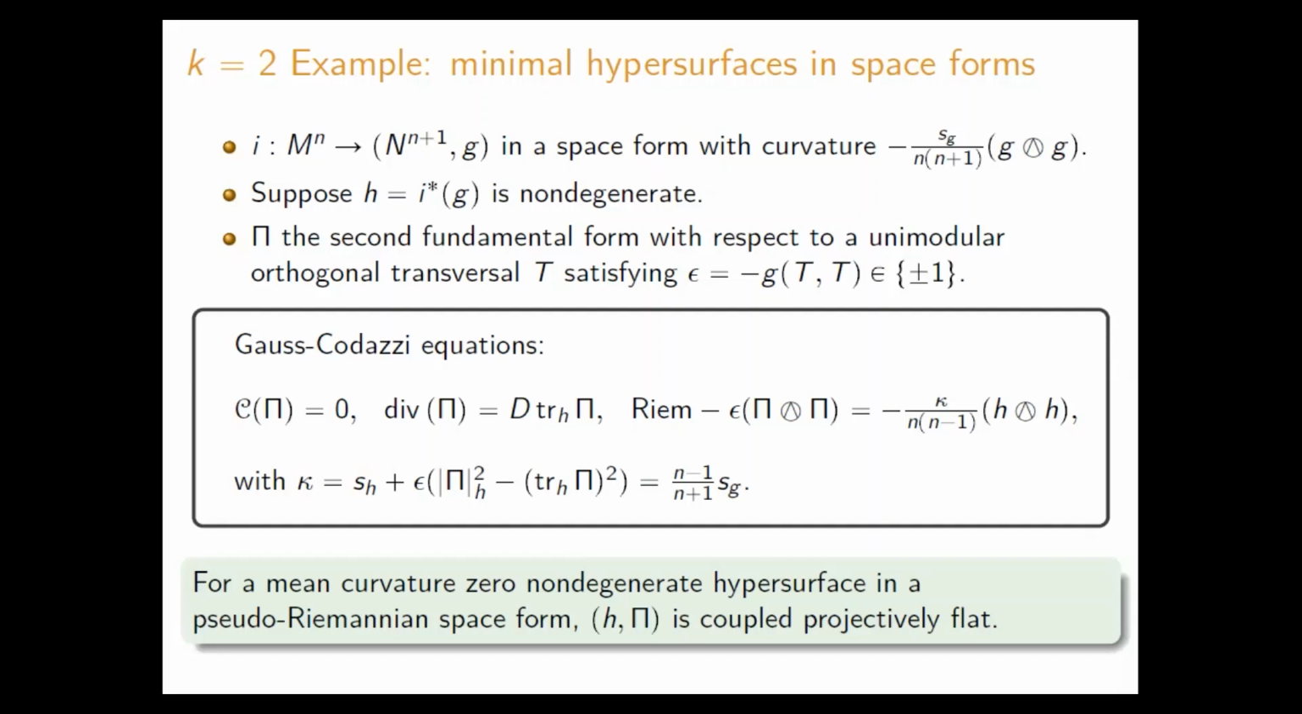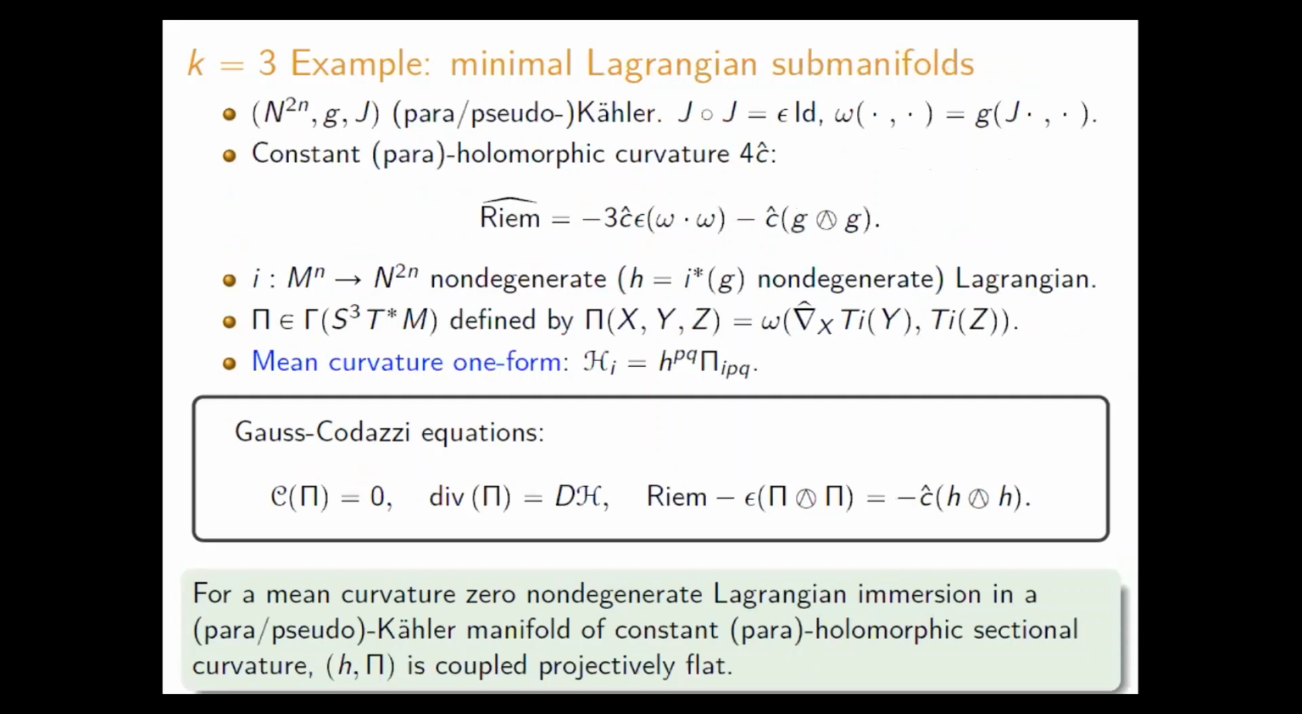Let's see an example for cubic tensors. It's exactly the same structurally. It's just that now my ambient space can be a Kähler manifold, a para-Kähler manifold, or a pseudo-Kähler manifold. Basically, that means I have a metric and an almost complex structure, or almost para-complex structure. So epsilon is -1 in the Kähler or pseudo-Kähler case. It's +1 in the para-Kähler case.